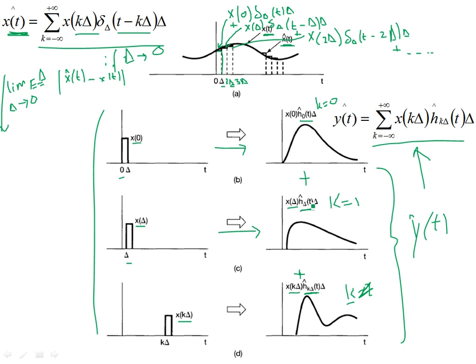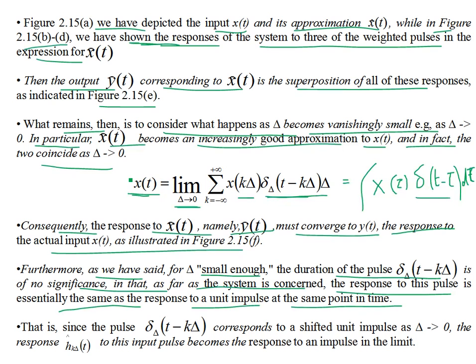This impulse response is at k equal to 1 or delta. This impulse response is at k delta. This impulse response is at 0. So wherever the pulse is occurring, you are having an output, and that output is also scaled, right? So for the system, it's none of its concern whatever the duration of the pulse you are considering. It's just the approximation that is getting better with short duration pulses, because we have a better approximation for x(t). Therefore, x(t) is going to lead towards y(t).